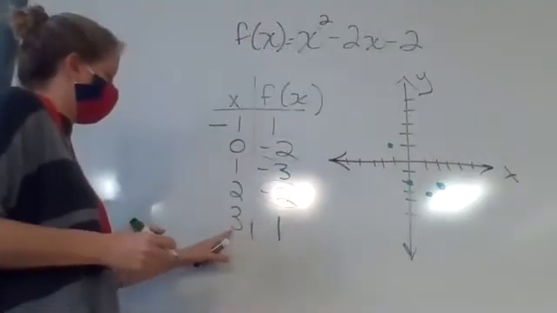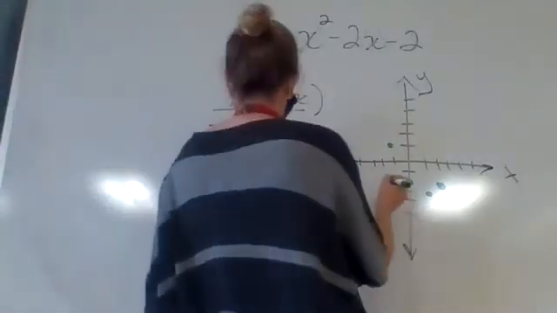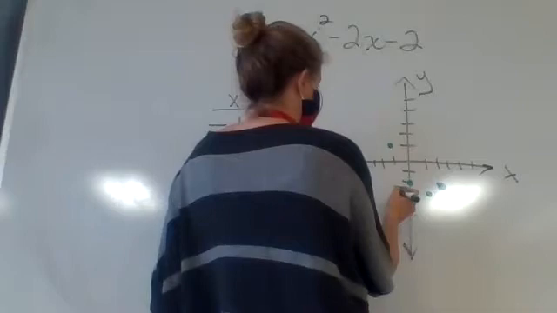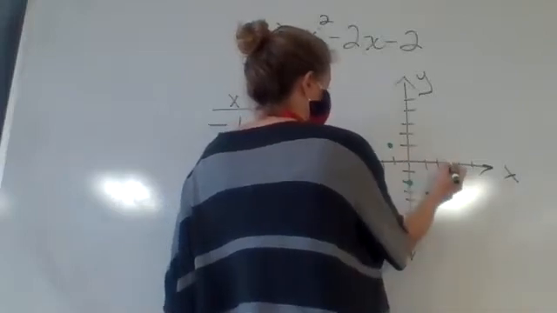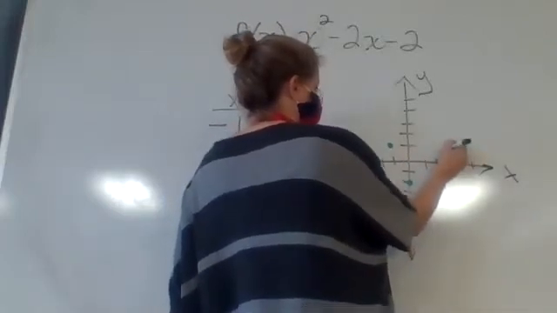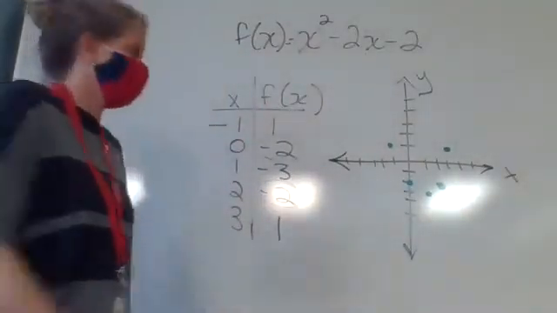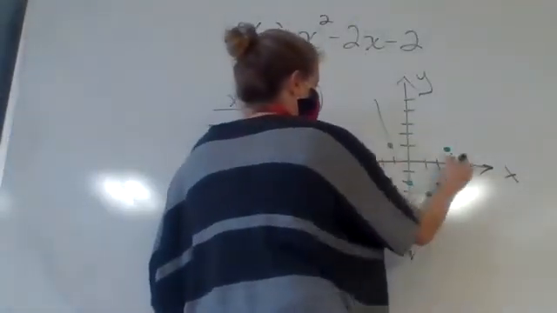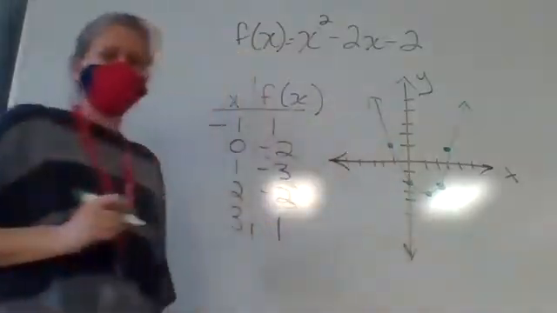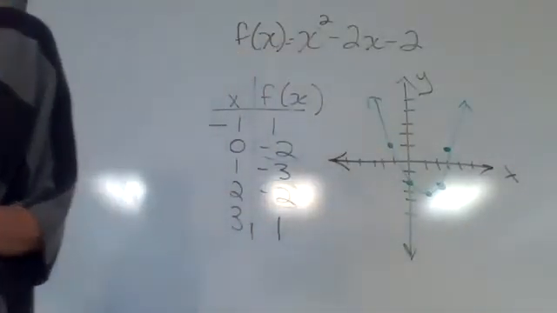My last point is at 3, 1. So over 3, up 1. So there's that last point. You connect them, you'll see that U shape. Okay?